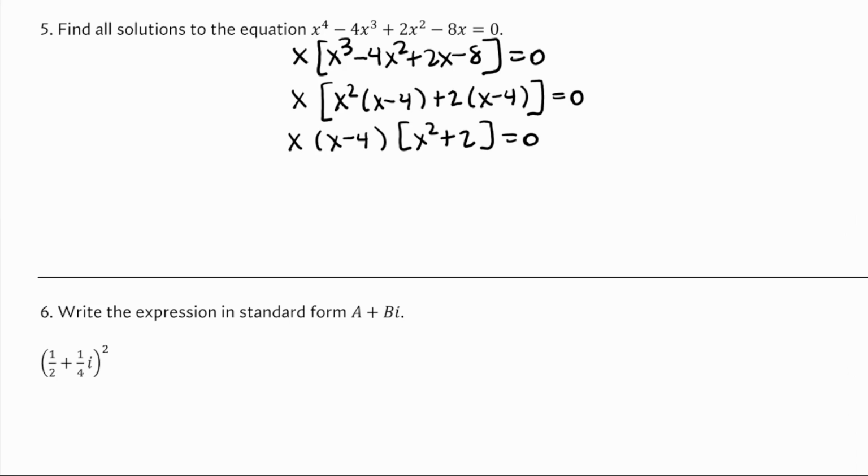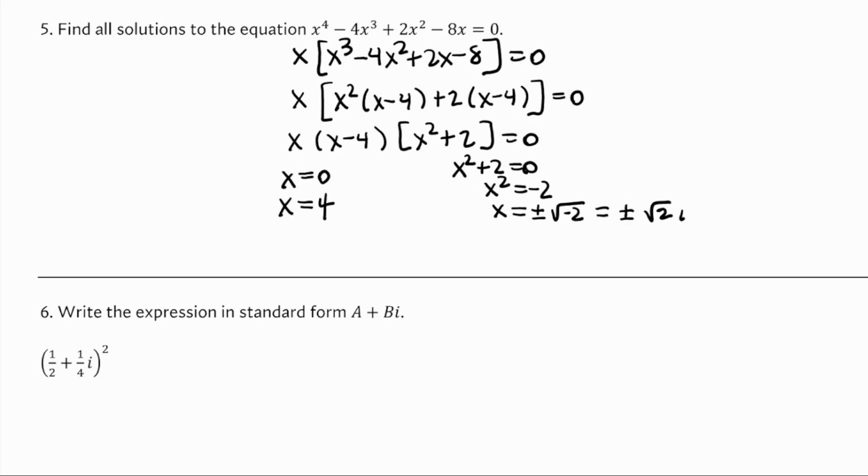Okay, so now that I've got it factored, either x could equal 0, that would give me x equals 0, x minus 4 could equal 0, and that would be where x was equal to 4, or x squared plus 2 could equal 0. I'm going to solve for that one kind of more directly. So the square root of negative 2 is going to be the square root of 2 times the square root of negative 1. And so I'll have x equals root 2 times i, and x equals negative root 2 times i.